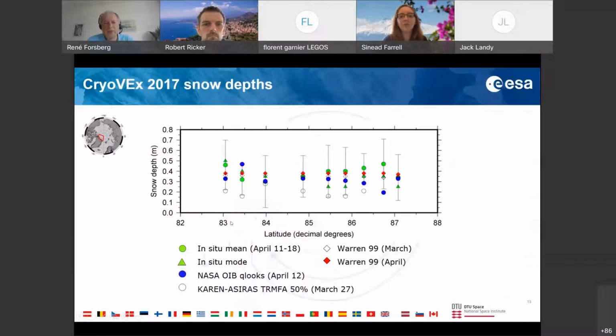Here's some example of this long line. What did we get in terms of the snow depths? The snow depths in the green dots are the measured values, either in the mean or in the modal value. The Warren is the climatology, and the blue is the NASA Operation IceBridge. And the white-yellow ones is the Ka-Ku radar. So Ka-Ku is the Ka band radar, Ku band radar combination. So quite large differences actually along some of the tracks. So again, that's food for thought and gives you some more work. What is really going on here, and how can we improve these things?